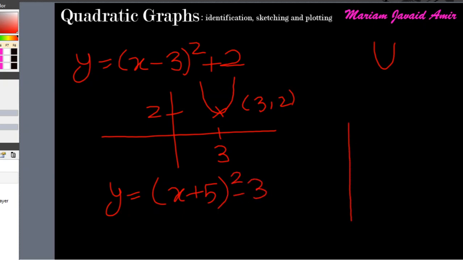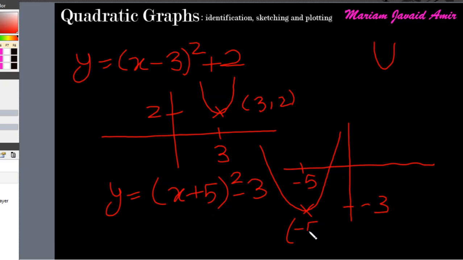So the +5 will move the graph 5 units to the left. So here -5. Now this graph will also move 3 units down because of the -3. So the graph will be something like this, passing through the point -5, -3.